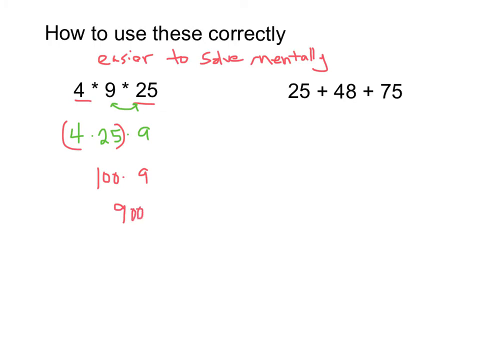So with these properties, I can rearrange things so that they're a little bit easier to solve. Same thing with the addition problem. 25 and 75 are a little bit easier to add together. So I can commute the 75 and the 48. So I get 25 plus 75 plus 48. And then I can associate those two things by giving them parentheses. And then I get 100 plus 48, which gives me a total of 148. And that's how I use the associative and the commutative properties together with each other.